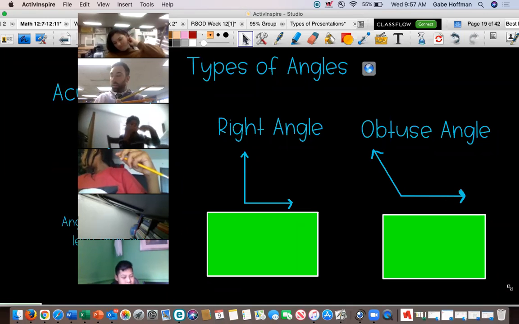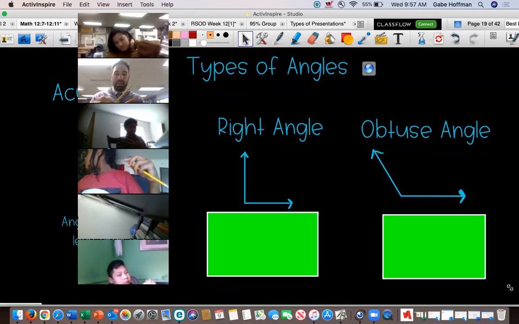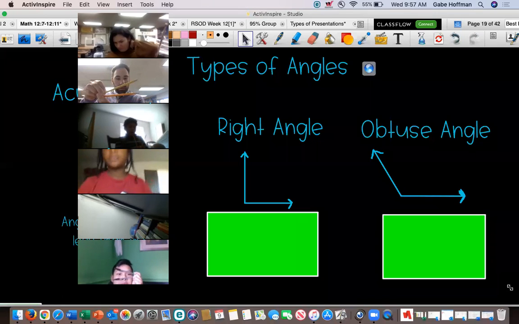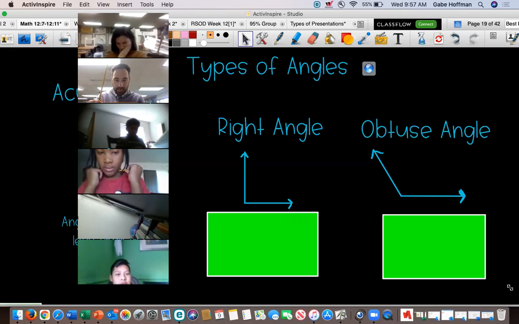I want to make it clear. A 90 degree angle looks like this. A right angle looks like this. Acute angles are anything less than that. It does not have to be really closed like this. This angle right here is slightly less than 90, so that's an acute angle, all right?